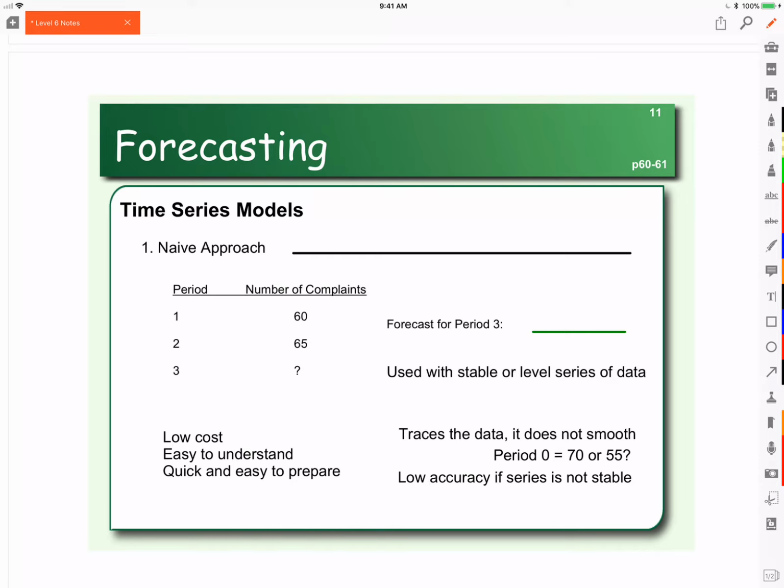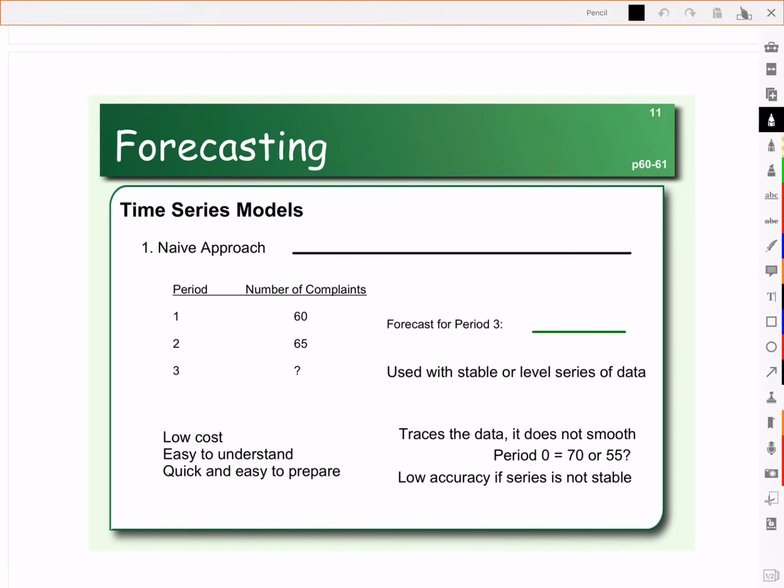So let's look at some forecasting methods when you are making a short-term forecast. So we have a short-term forecasting horizon and we have relatively stable data. The first approach is the easiest of all forecasting methods. It's called the naive approach.